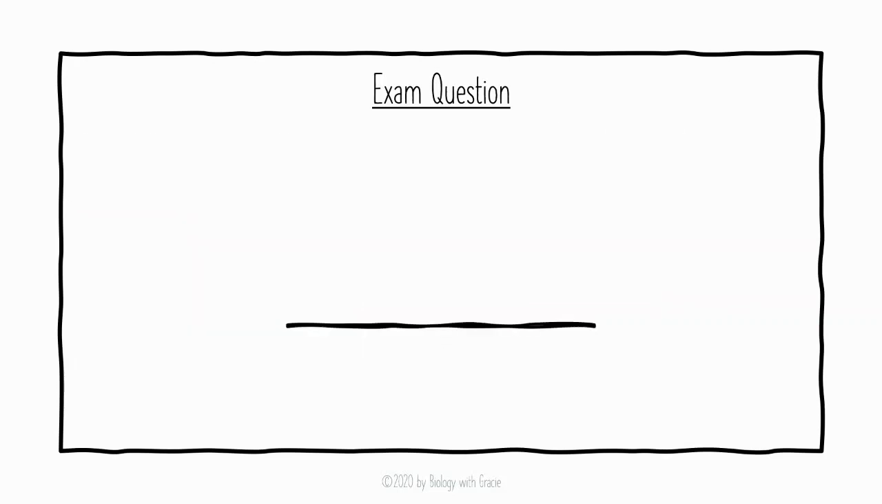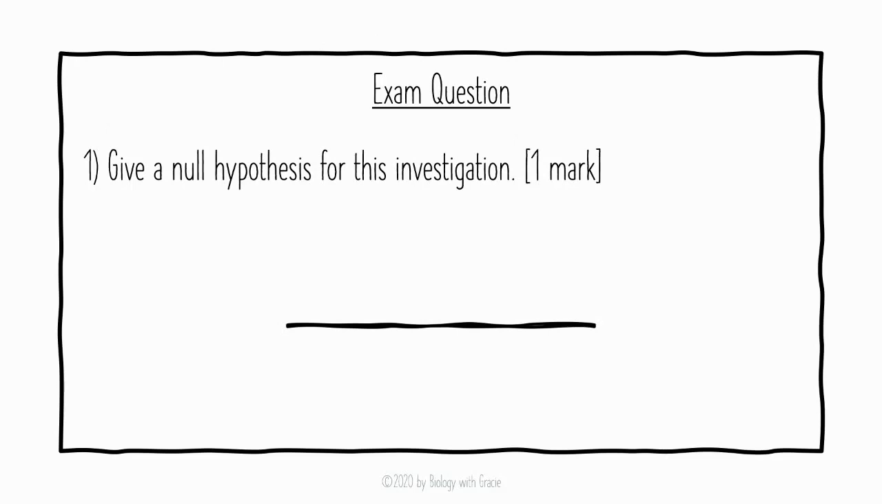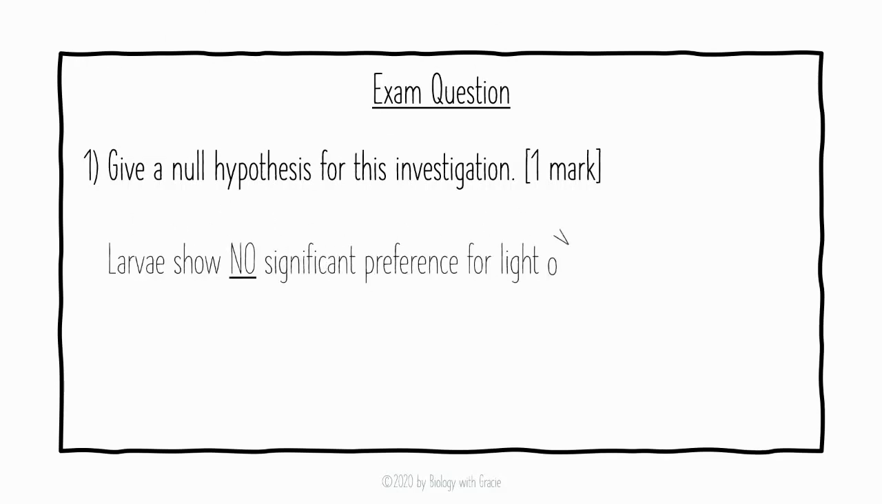So our first question is to give a null hypothesis for this investigation, and this is worth 1 mark. So if we work backwards here, if we were going to give a theory or a hypothesis, we could say that there is a significant preference of young or old blowfly larvae in choosing light or dark conditions. So therefore our null hypothesis is going to be that the larvae show no significant preference for light over the dark side or dark over light side. You can put either in.